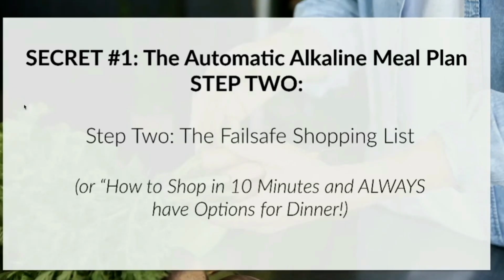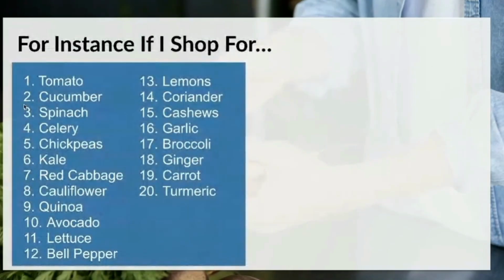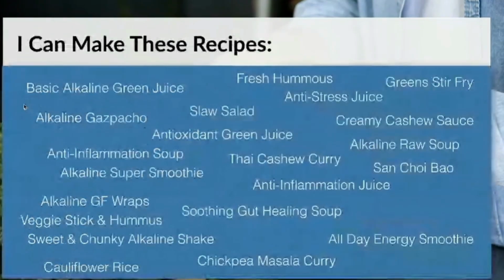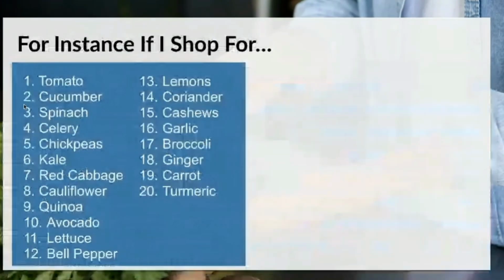And I know that if I shop for these ingredients, you can see them on the screen, I'm not going to read them all out. If you shop for just those ingredients, I know that I can make from my memory bank of recipes all of these recipes. How many are on there? 1, 2, 3, 4, 5, 6, 7, 8, 9, 10, 11. It's probably 25, 30 recipes on that screen from those ingredients.